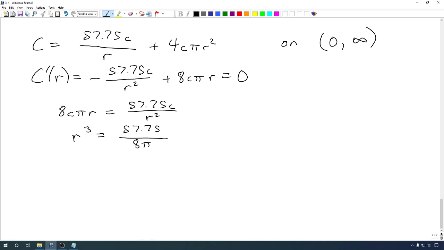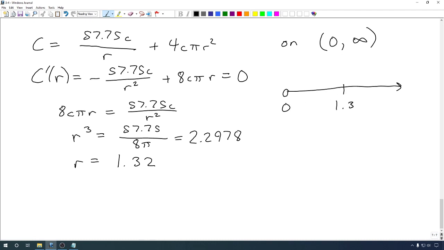Now, I actually do want to know what this r is, so I'm going to work this out using a calculator. This is approximately 2.2978. And when I take the cube root, I get approximately 1.32. Of course, we also have a potential critical point when the derivative doesn't exist. It doesn't exist when r equals 0, but again, that's not in our domain, so we don't have to worry about that one. If we make a number line, like we did before, we start at 0 here. We have an r of 1.32 in the middle here.